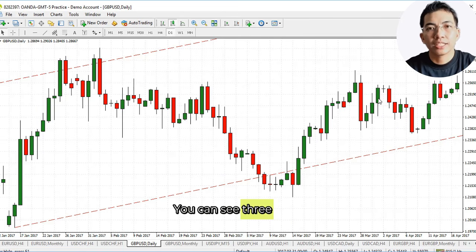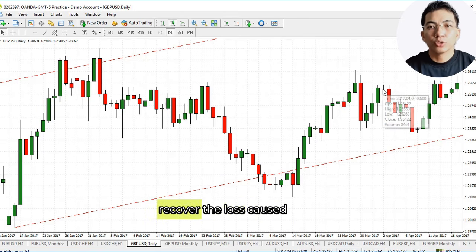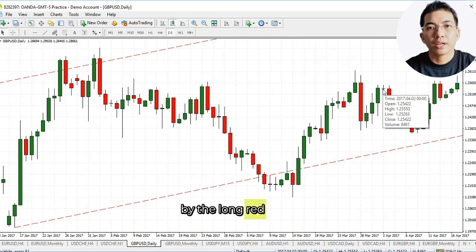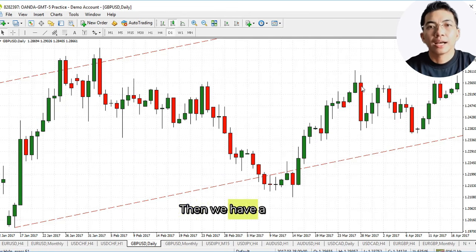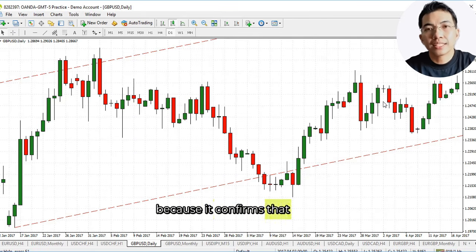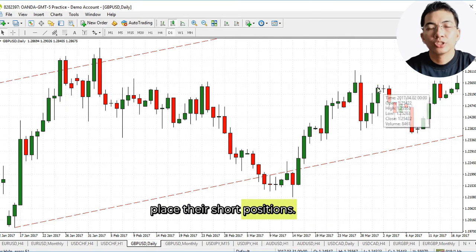You can see three green candles that almost recover the loss caused by the long red candle. Then we have a doji almost at the same price of the bearish engulfing pattern, and this is not good for my long position because it confirms that at that level sellers may find it convenient to place their short positions.